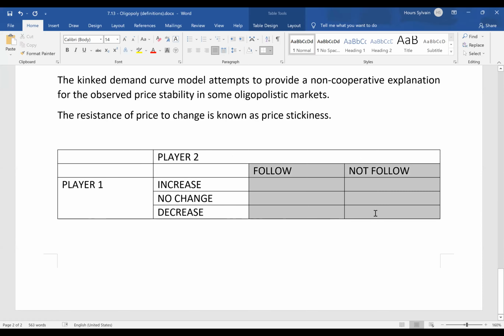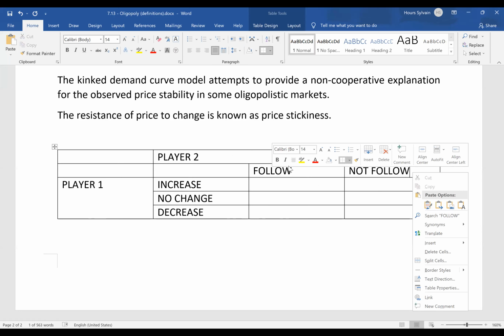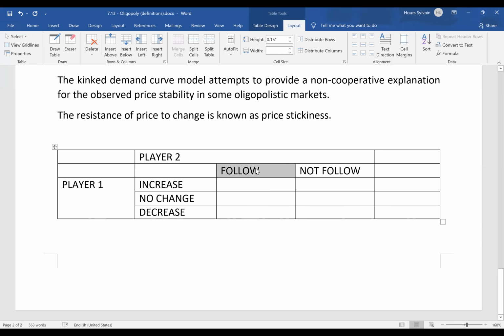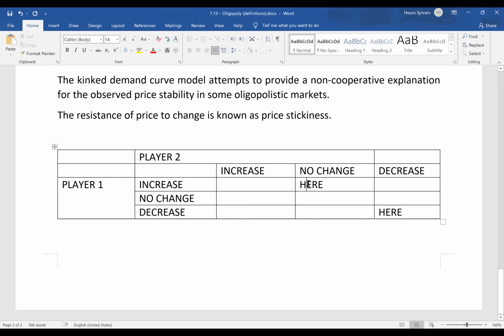So of course, if you do not change the price, then it's irrelevant, no change. Can we put it differently? We could almost do something like that. Increase, change, decrease. If you don't change, it's likely that the other firm isn't going to change anything. And the idea is that if you increase the price, the other firm is not going to change anything, so it will be here. If you decrease the price, you feel like the other firms are going to decrease the price. So that's what you expect.